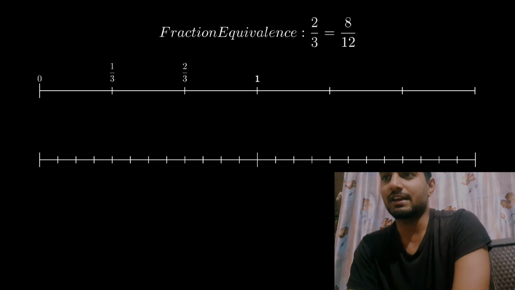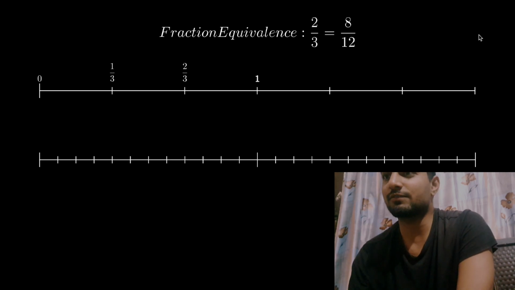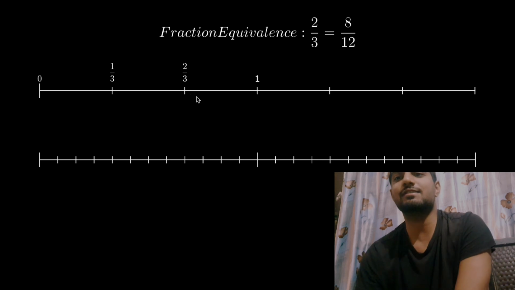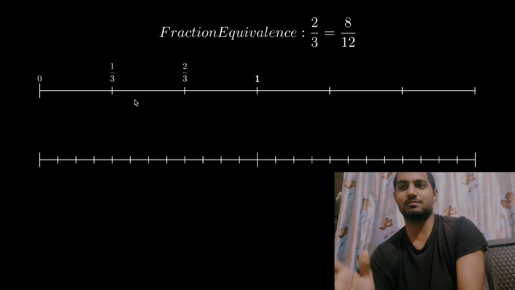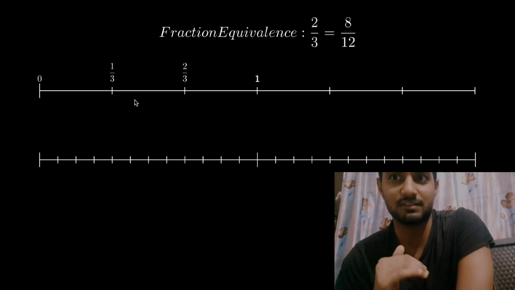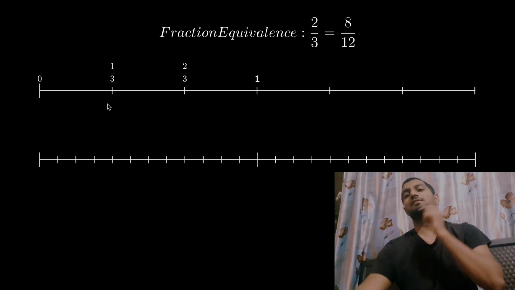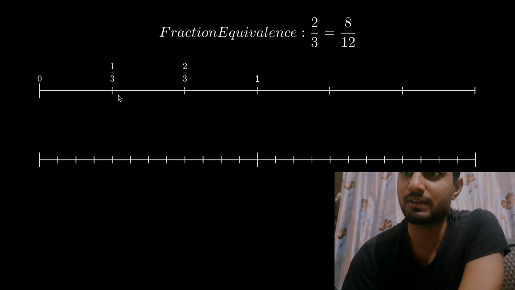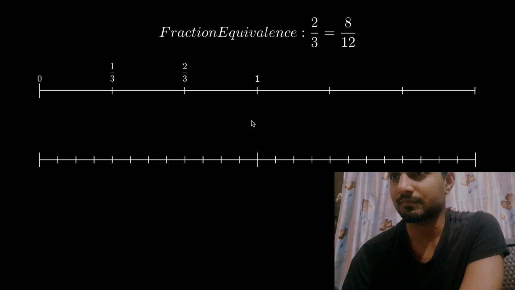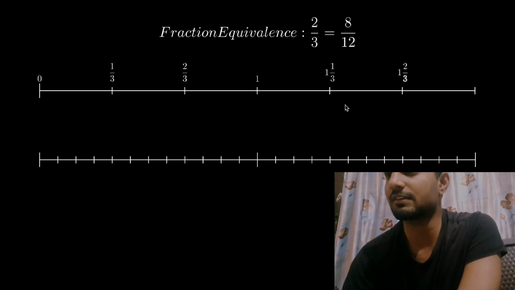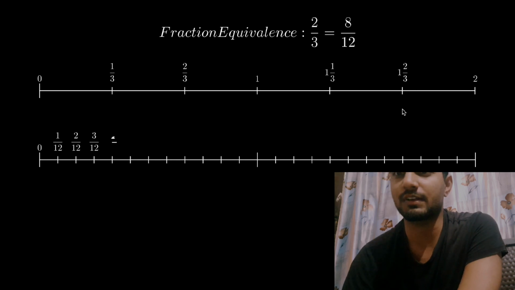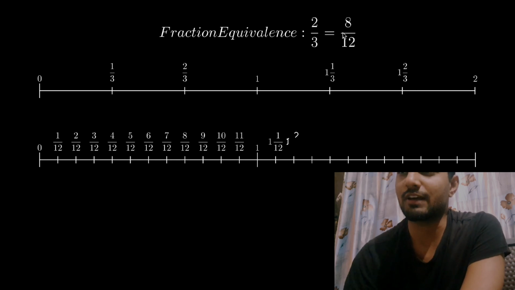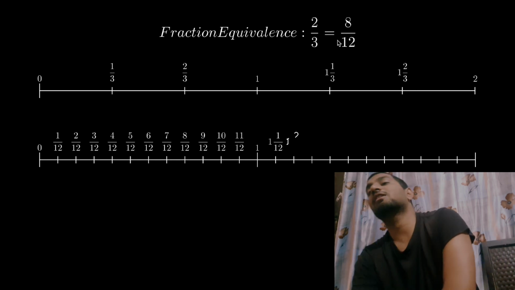Because now we are dealing with fractions with base 3, my divisions will be only 3, right? So you can divide 0 and 1 into equal parts, and this will become 1 by 3, 2 by 3, right? Then 1 and 1 by 3, 1 and 2 by 3, right? And I'm saying that 8 by 12 will also be equal.